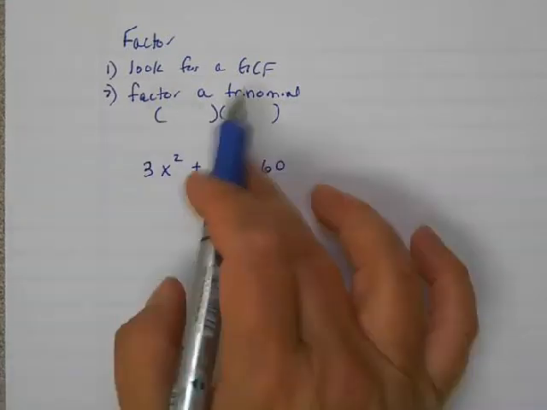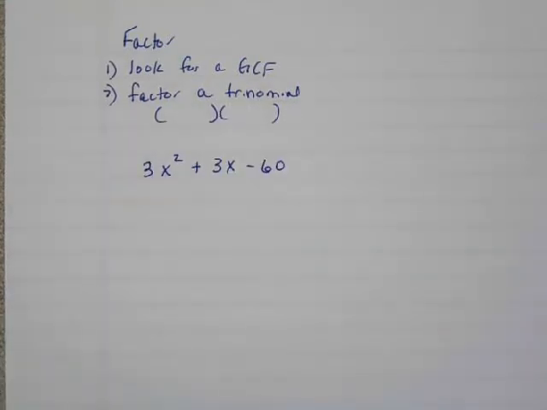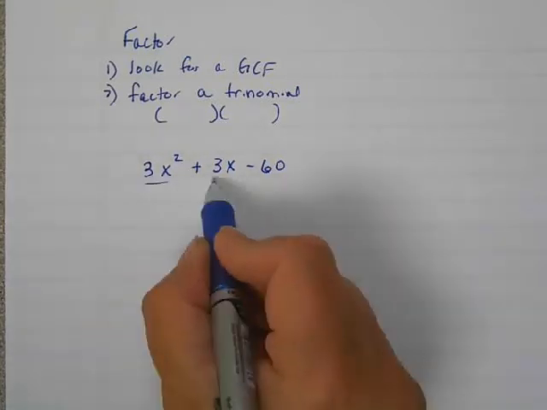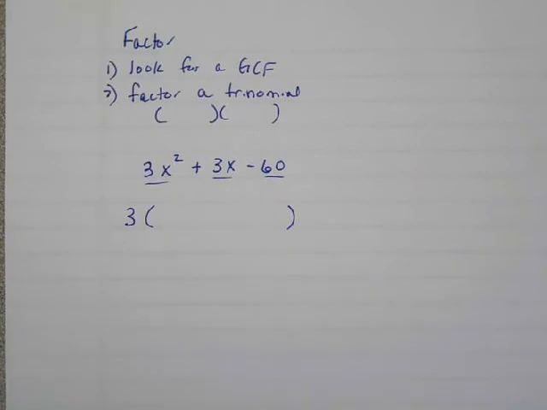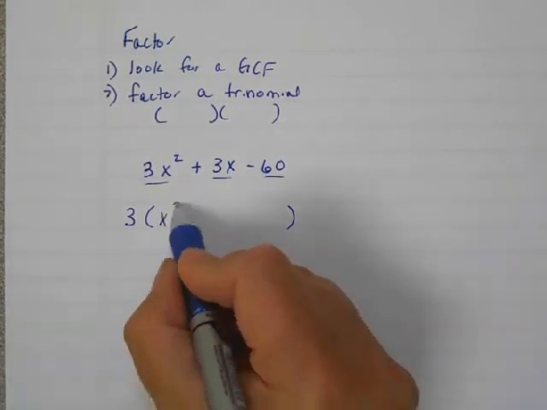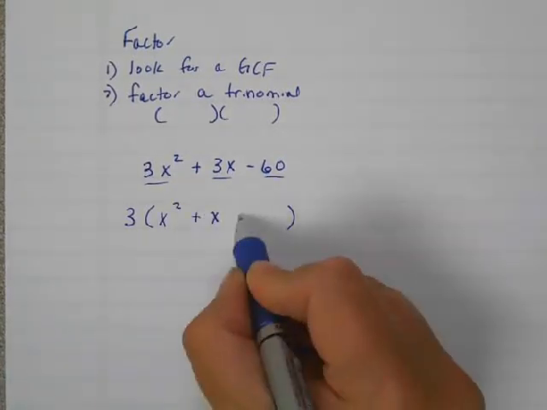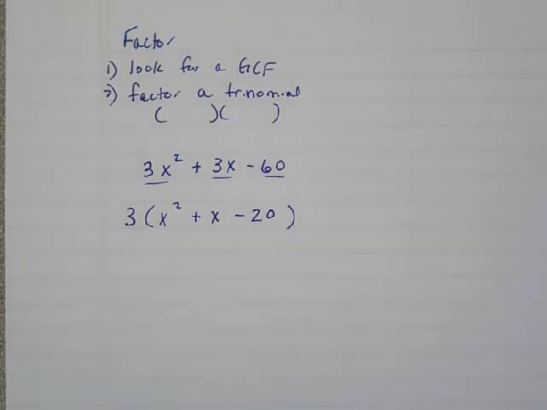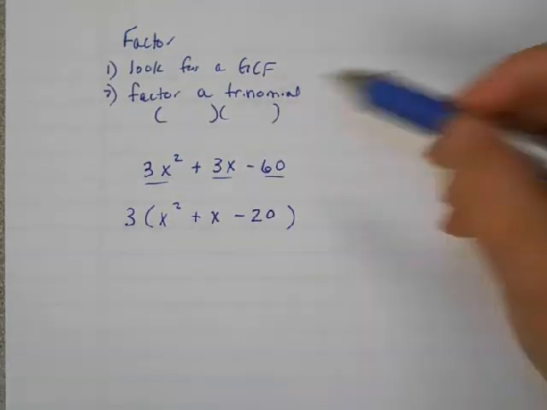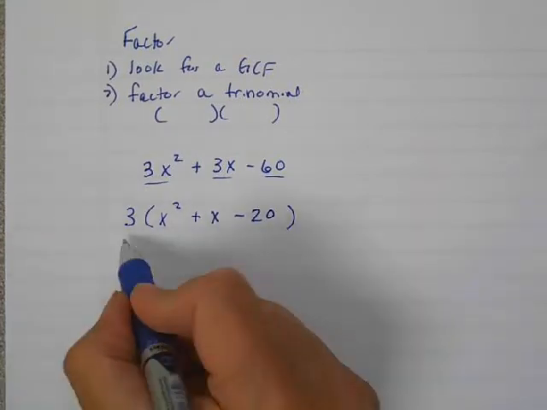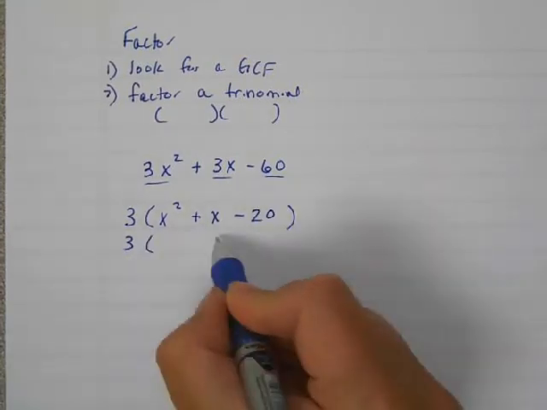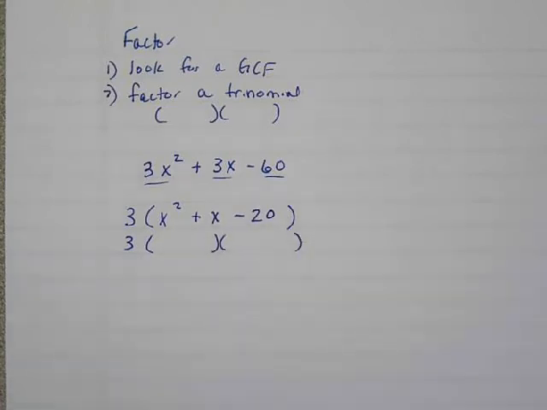The first thing I want to do is look to see if there's a GCF, and this one has one. So I'm going to pull a 3 out front. What's left is x squared plus x minus 20. Now that we have another tool in our belt, factoring a trinomial, I want to see if this will factor again.